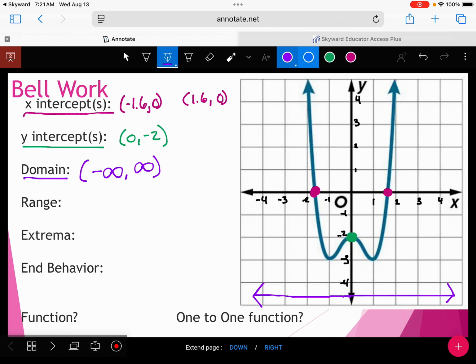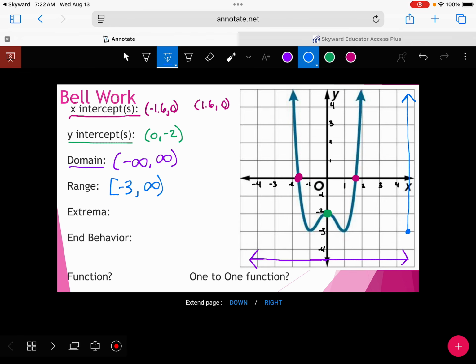How about our range? -3 to infinity. This is as low as we can go here, and I can go up as far as I can imagine. So our range goes from -3 to infinity. We always put it smallest to biggest. Again, I am not going to be petty about our parentheses. We've got our numbers, especially if we've got our numbers in the right order. I'm happy with it, and we can do parentheses or brackets, whatever we need to.